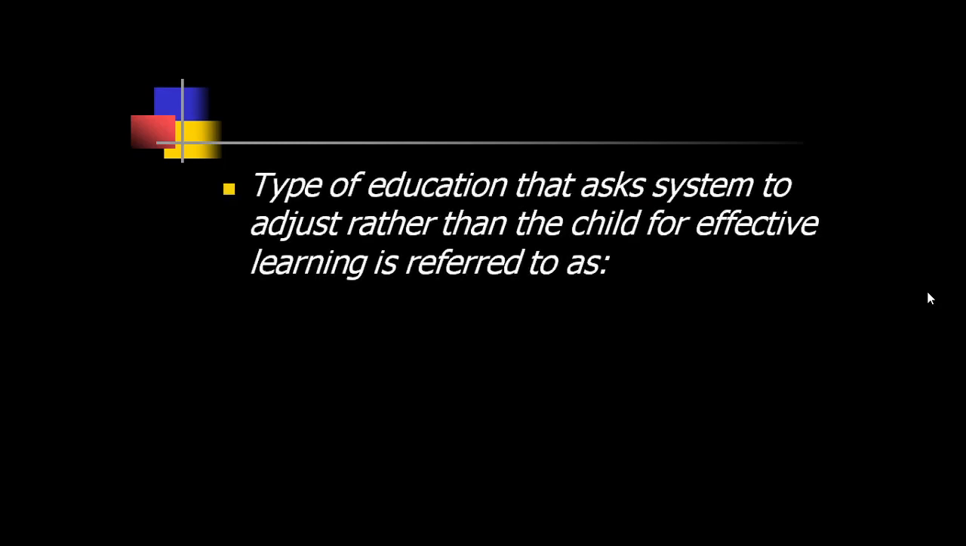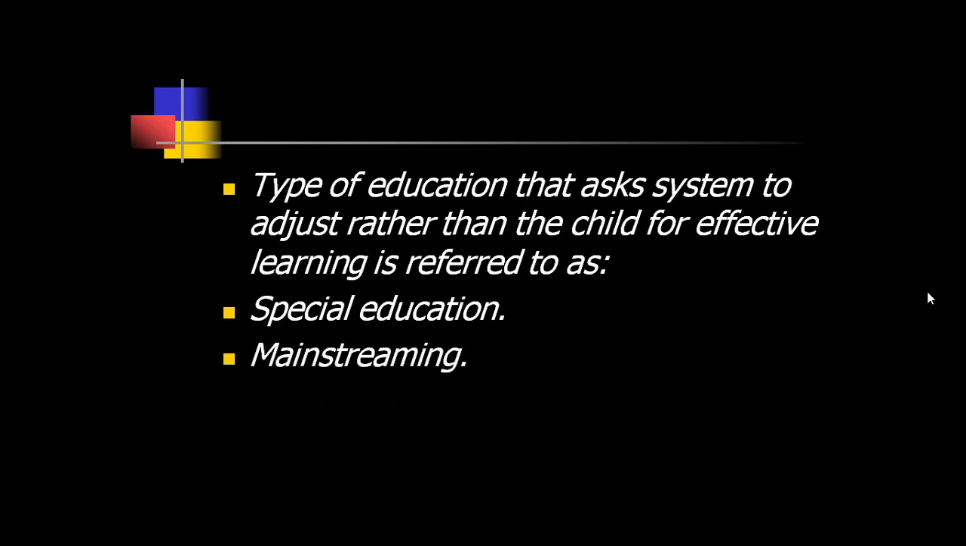Next question. Type of education that asks the system to adjust rather than the child for effective learning is referred to as special education, mainstreaming, integration or inclusive?